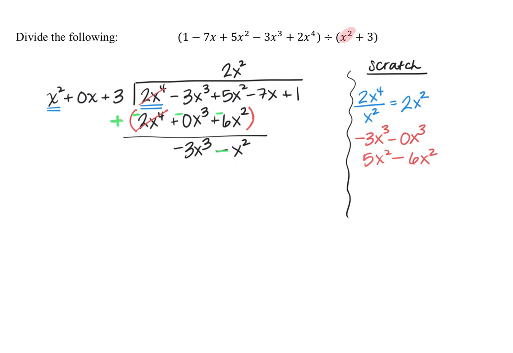We would still end up here with a negative x squared. Just another technique, another option if you like that. Now the process is going to repeat. We're going to bring down the next term, negative 7x, and start it over.